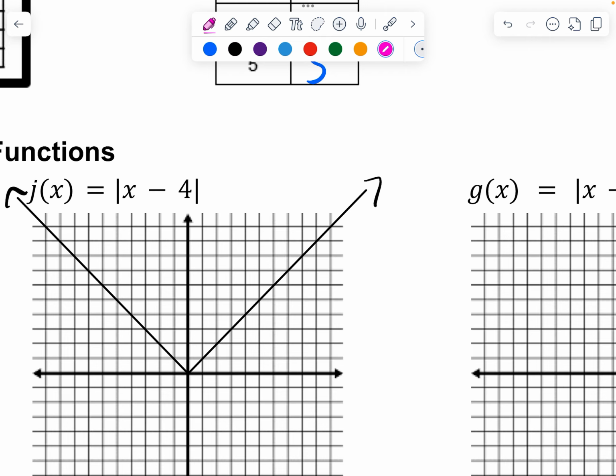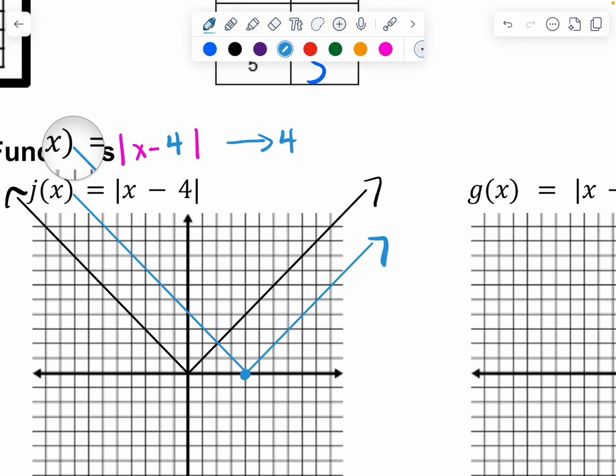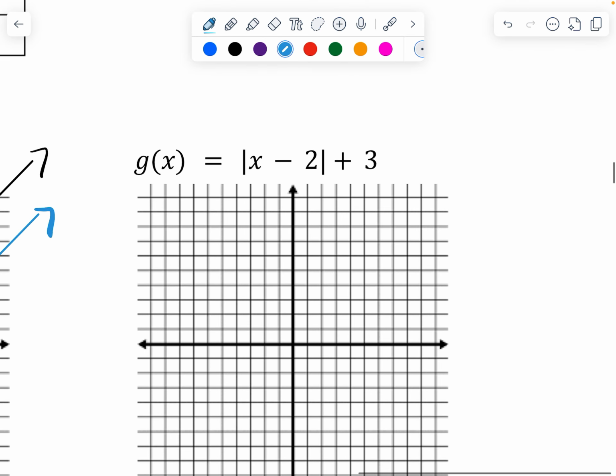Again, I'm going to draw my parent graph on this one. Remember, when it's inside, it's already this, and then I put in my number. So that's a +4, so that means I'm going to go to the right 4. So 1, 2, 3, 4. This is going to be my new vertex point. And I have a slope of 1, and a slope of -1.